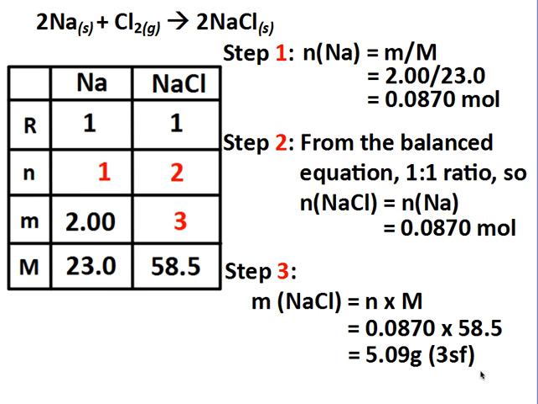Now if you take the number that was in your calculator from step 1, multiply it by 58.5, you'll have a longer number than 5.09, but you need to round it appropriately, and in this case all the data given to us is in 3 significant figures, so our answer also needs to be in 3 significant figures, and that's why we round to 5.09 grams.